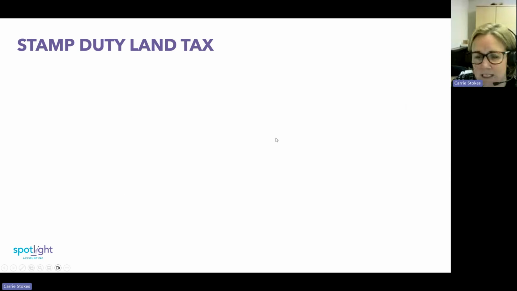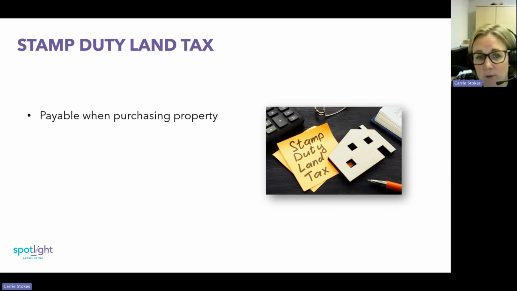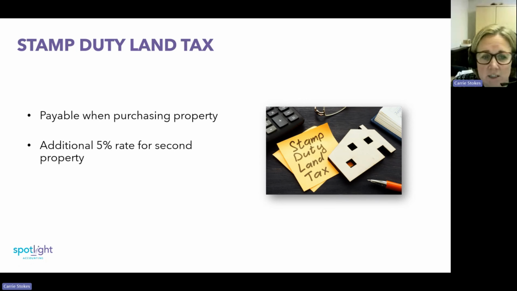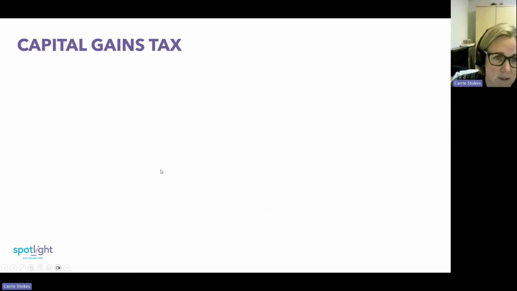Stamp Duty Land Tax. This is payable when you purchase a property. The additional rate is now 5% for second properties. So again, as most landlords will have a property they live in themselves, when they're buying additional property, there is that 5% surcharge.